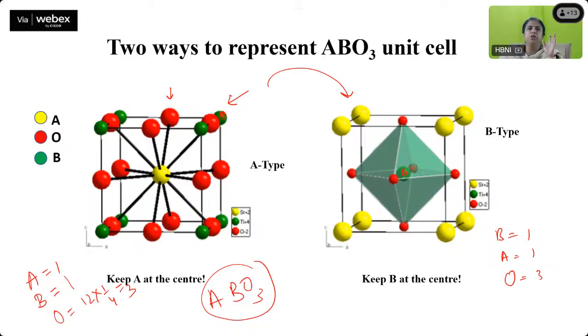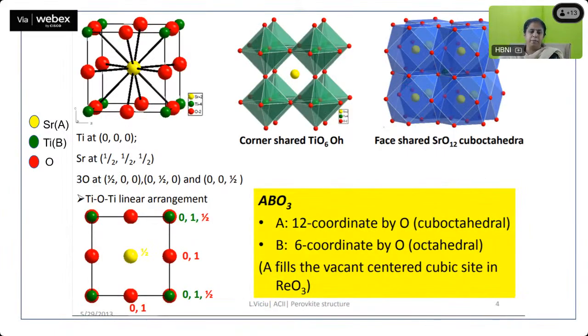Okay, these are the unit cells of the ABO3. Again, the same thing. Now they also want you to know what the coordinates are, but we have already done that. So we know if I'm keeping A at the center, the B's are at the corner.